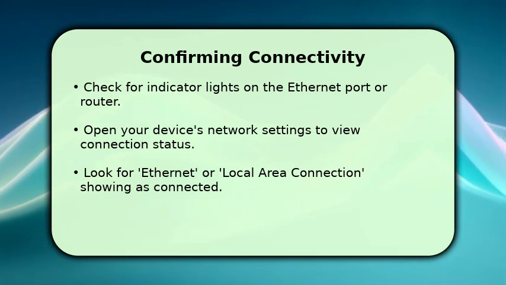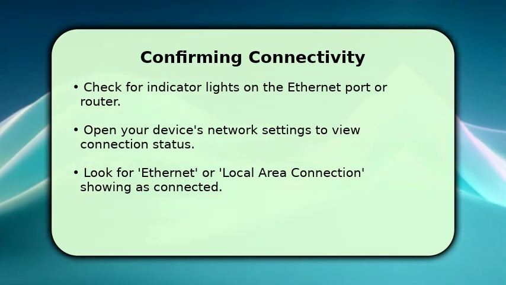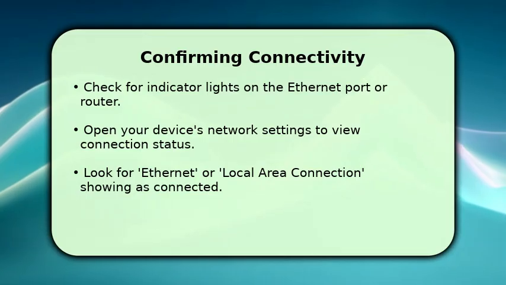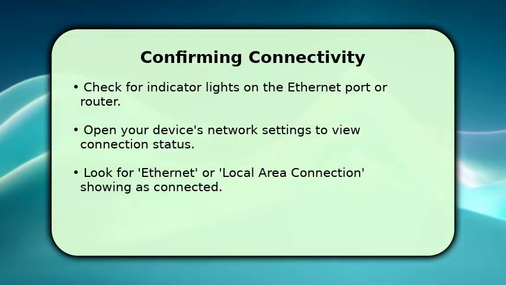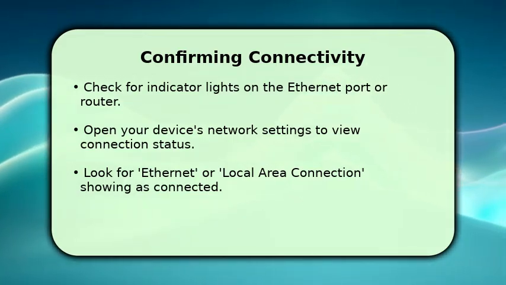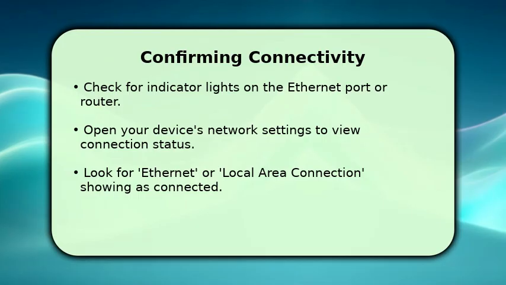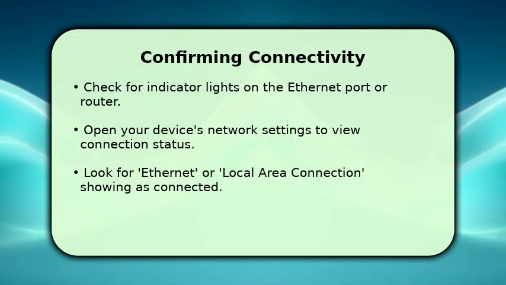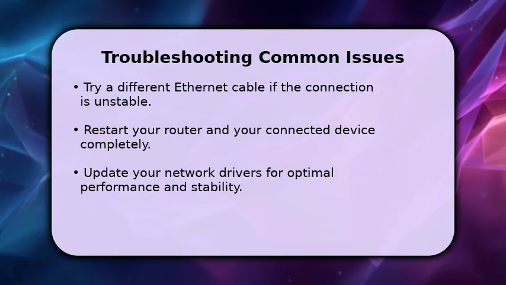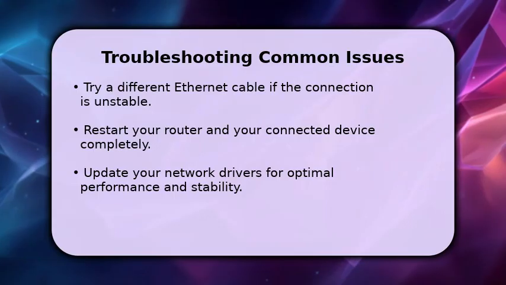Next, navigate to your device's network settings. On a computer, this is usually found in the Network and Internet section. Look for Ethernet or Local Area Connection and ensure its status shows as connected or active to confirm your wired network is working. If you encounter issues, don't worry, troubleshooting is straightforward.